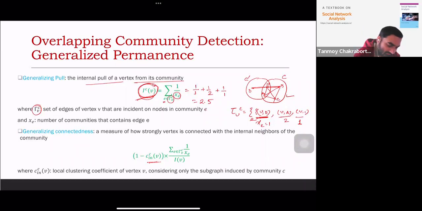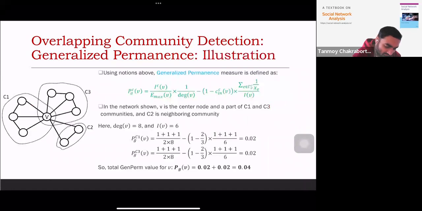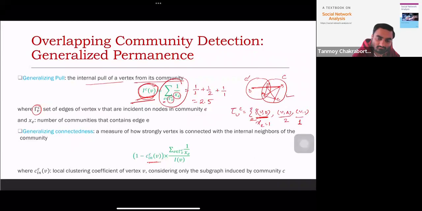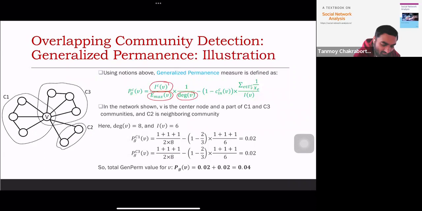So this is the internal pull when we take into account the shared edges, right? Similarly, let's look at the modified definition, okay? E max V will remain the same, degree V will remain the same. Now, instead of taking IV, I am taking ICV, and ICV is calculated using this formula. Okay, simple. Now, the remaining part, 1 minus C in V with respect to a particular community C. But the clustering coefficient is not completely dedicated to the particular community, right?